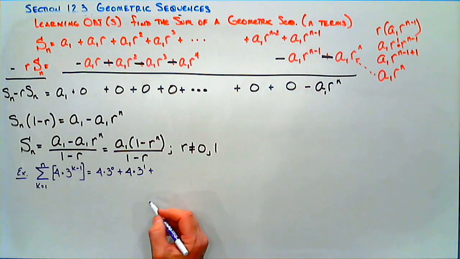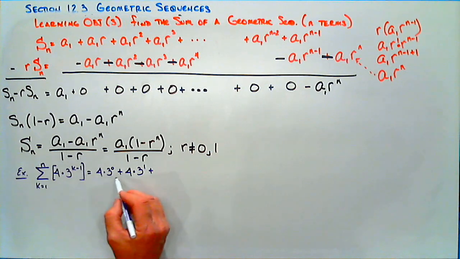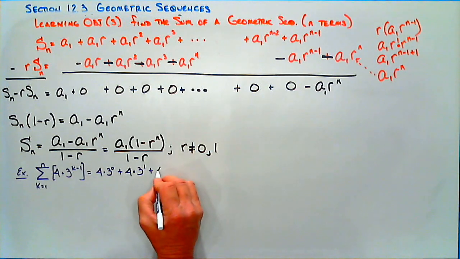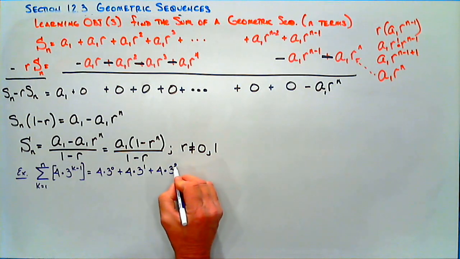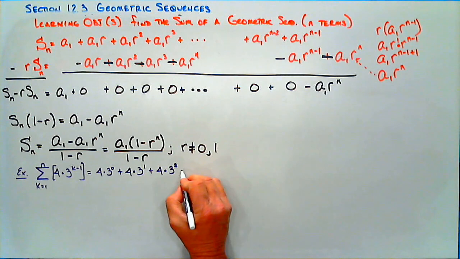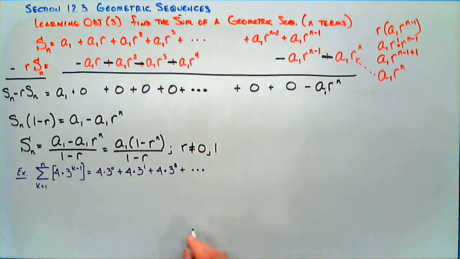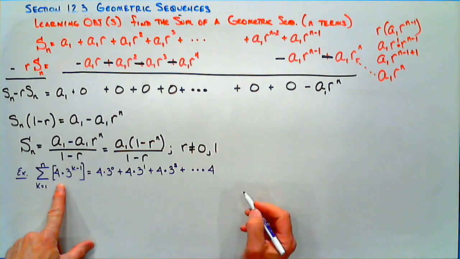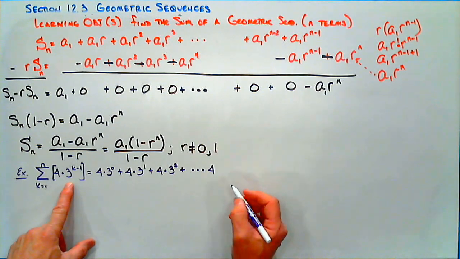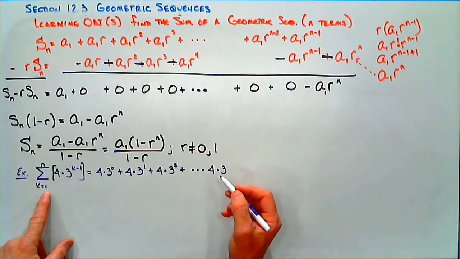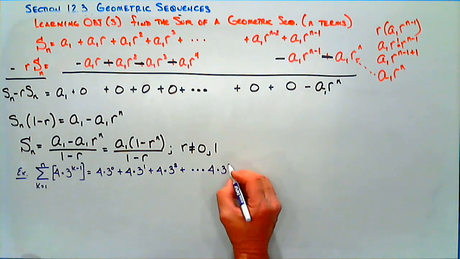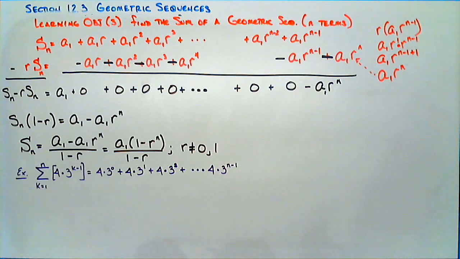Plus, what's our next term going to be? Well, k is going to be 3, so that's going to be 4 times 3 to the 3 minus 1, that's 3 squared. And now our last term, what's our last term going to be? Well, it's going to be 4 times 3. Now for our last term, k isn't 1, k isn't 2, k isn't 3. K is actually n, so it's going to be n minus 1. So that's a list of what they want us to sum up.